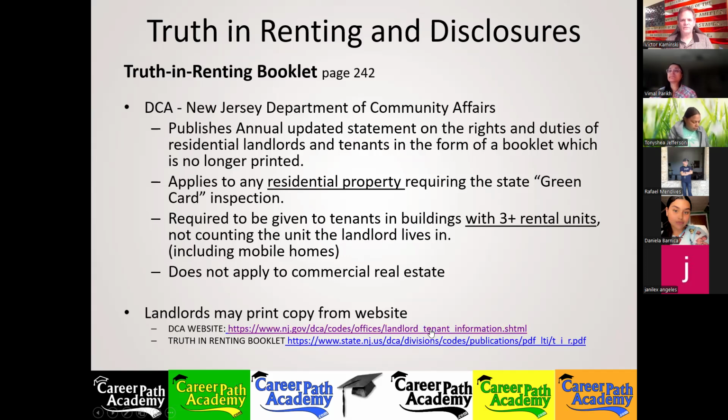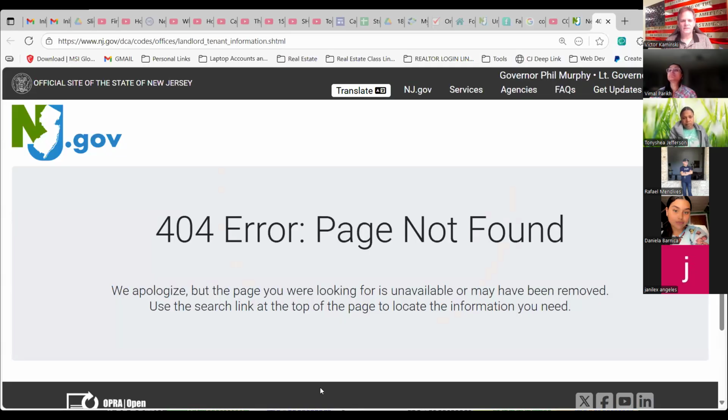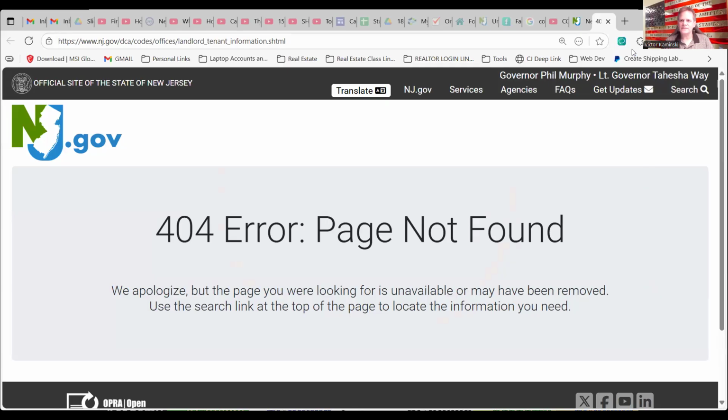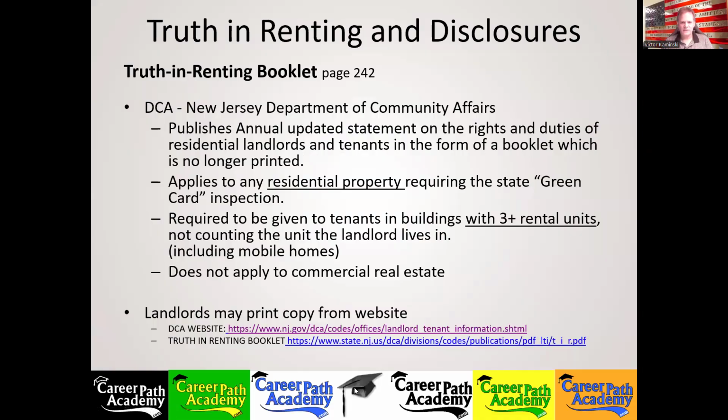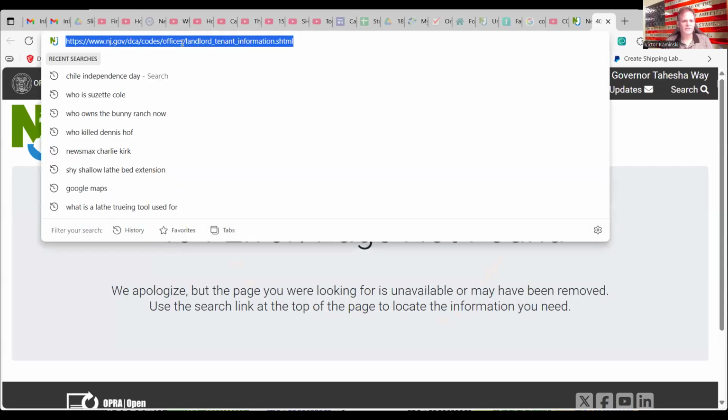Oh no, what did they do? Look at that. They changed the link. See, they're always changing this stuff. Or not always, recently, I guess. Why are they making all kinds of changes and moving things around? Because the law changes. Landlord tenant information is no longer available in the landlord tenant information page.